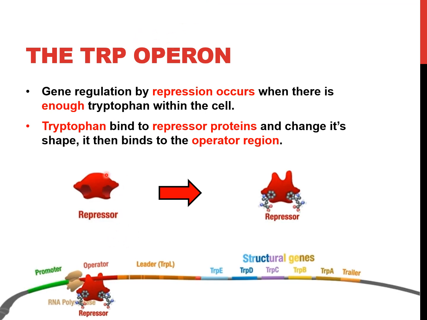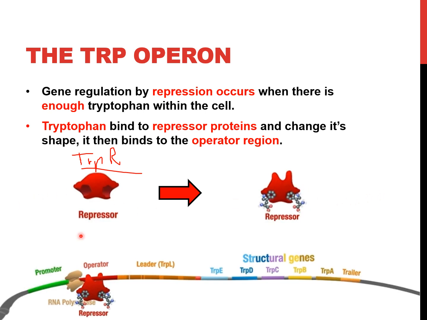So in this case, you have this repressor protein. And where did that come from? Where does this protein come from? That comes from upstream, the TRP regulatory gene. Okay, the TRPR gene essentially codes for this repressor protein. As you can see, it has 2 slots, perfect for tryptophan to fit into.